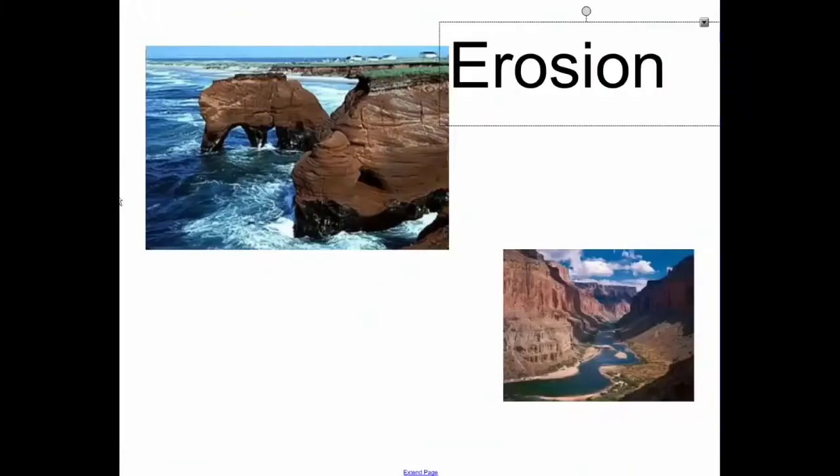All right, there's a couple different ways we might have erosion. All right, we can have erosion due to water. So here in this situation, you can see that we have water erosion. The waves crashing along this beach have eroded these rocks here. This is the Grand Canyon. The Grand Canyon is 5,000 feet deep, and it was all cut from this Colorado River at the bottom as it's moving down through the sandstone. Okay, so erosion may happen because of water.